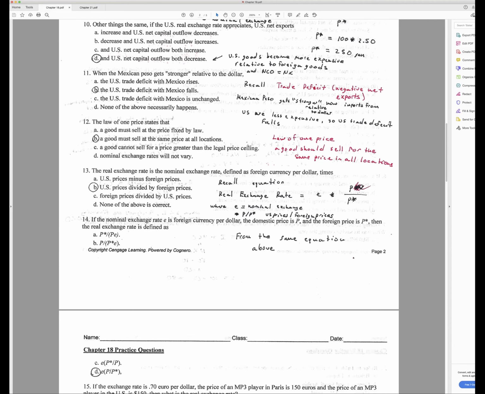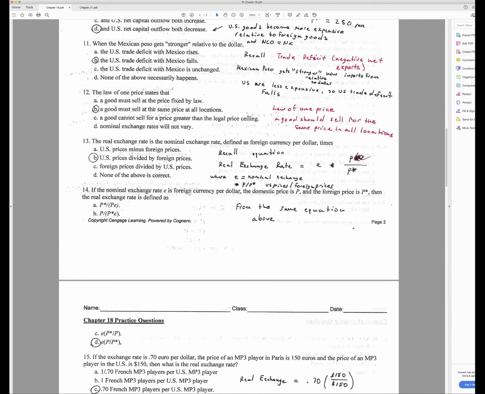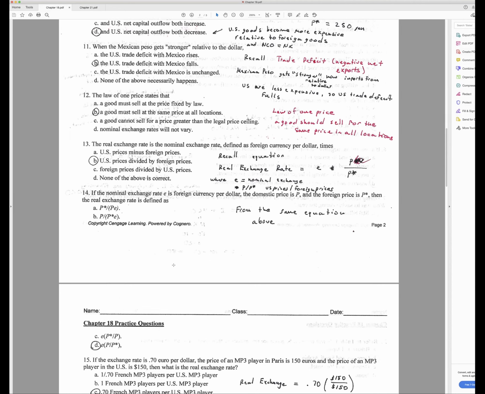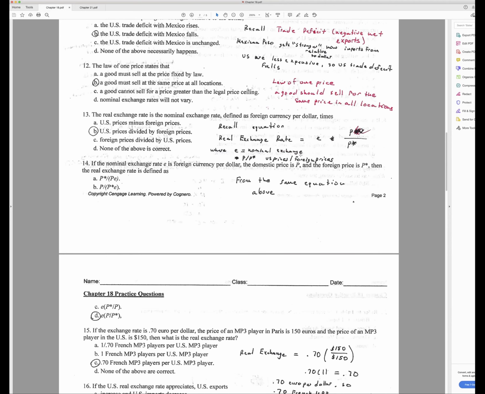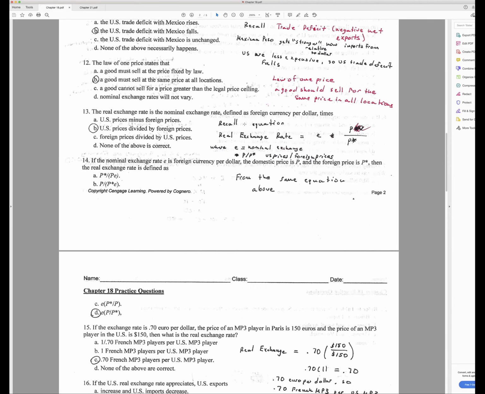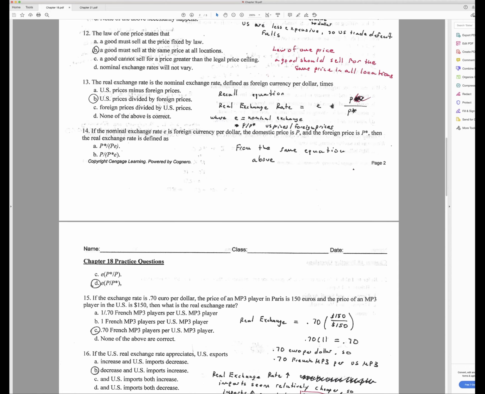Now, this one says if the nominal exchange rate E is the foreign currency per dollar, the domestic price is P, and the foreign price is P star, then the real exchange rate is defined as what? Same as the last equation: E times P divided by P star, where P star is the foreign price and P is the domestic price. So that's just knowing that equation. She's not really going to try to trick you too much on the exam, so make sure that you know some of these equations.